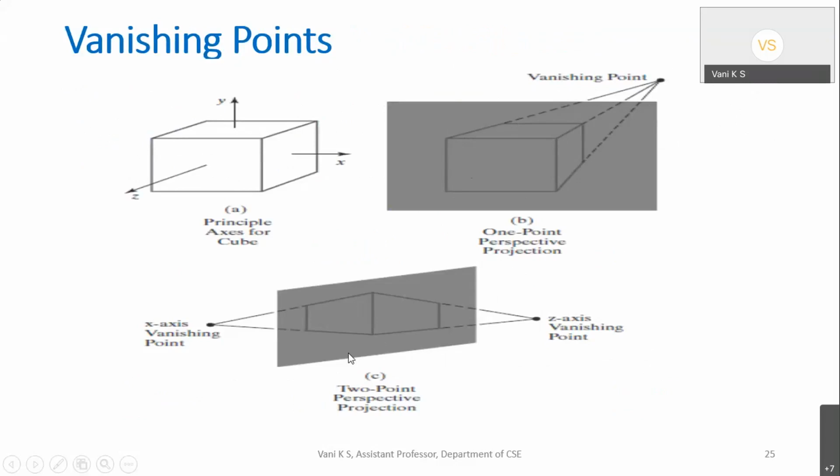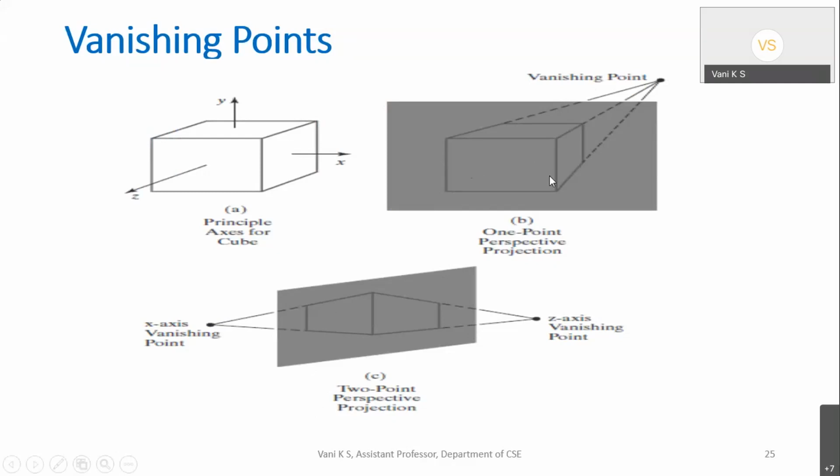And if this type of object or view plane is not parallel to the X-axis and not parallel to the Z-axis, when they are not parallel to two axes, then we have two vanishing points. Here it is one vanishing point, here it is two vanishing points. I hope it is clear what I'm telling.